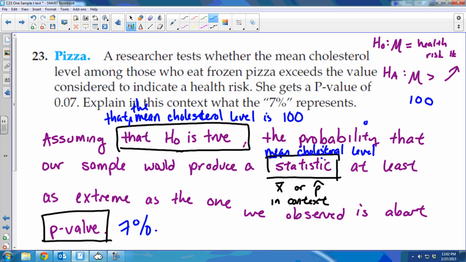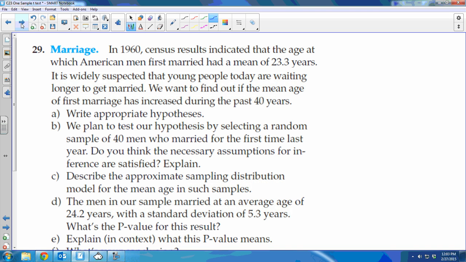All right? So if it ever says, explain the p-value in this context, this is what you should have. Okay? We're going to use this again on the next question. All right. You ready to do a hypothesis test? Excellent. I'm just doing one and I'll be done.